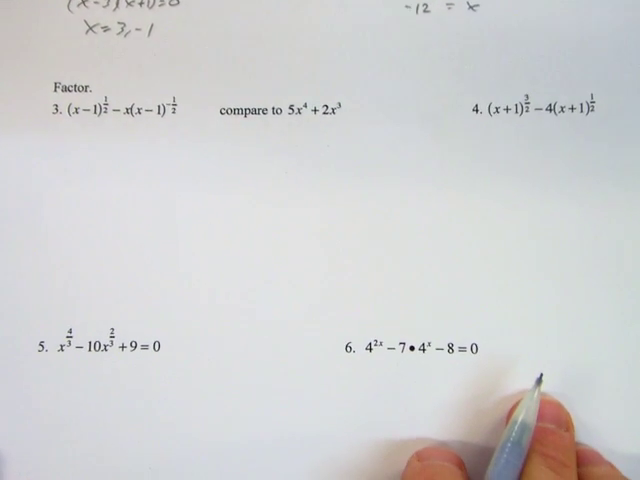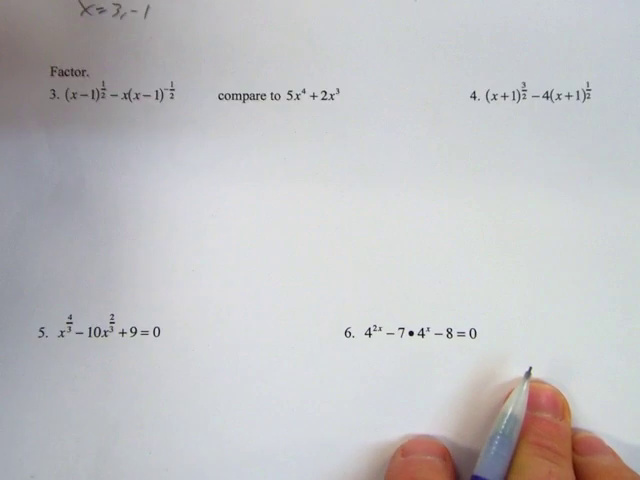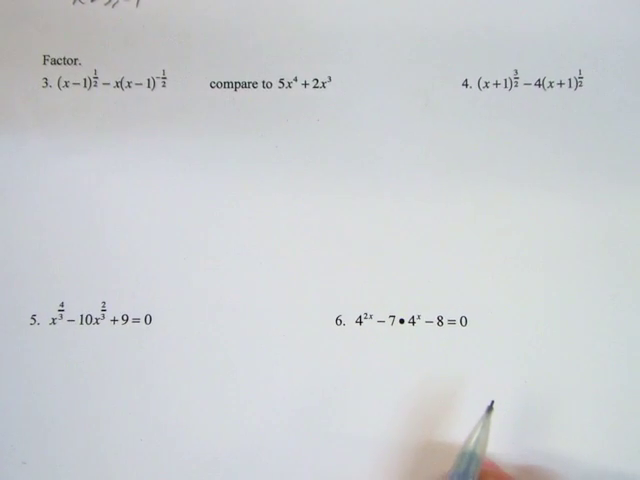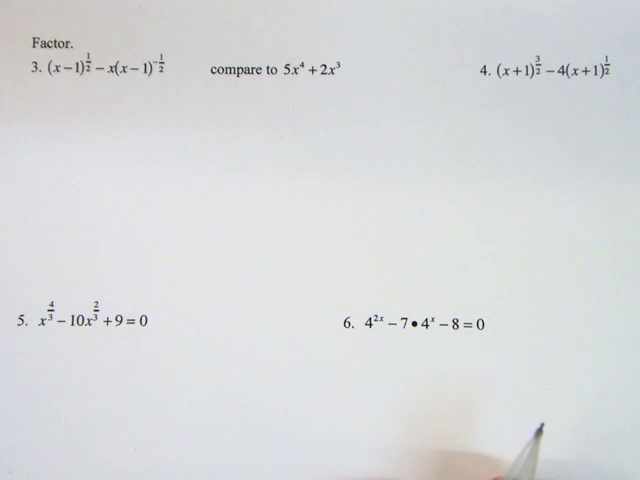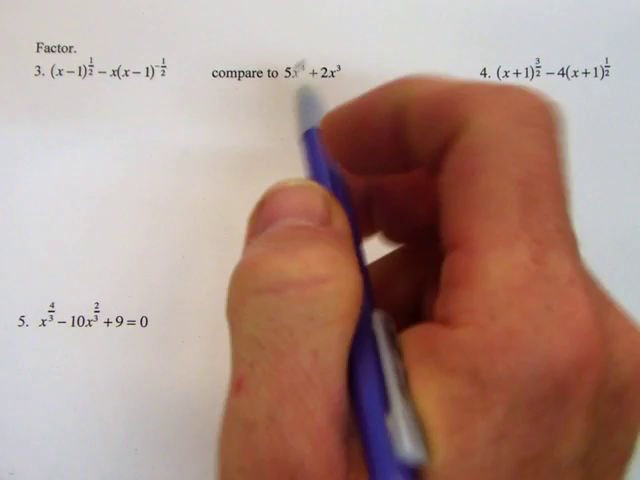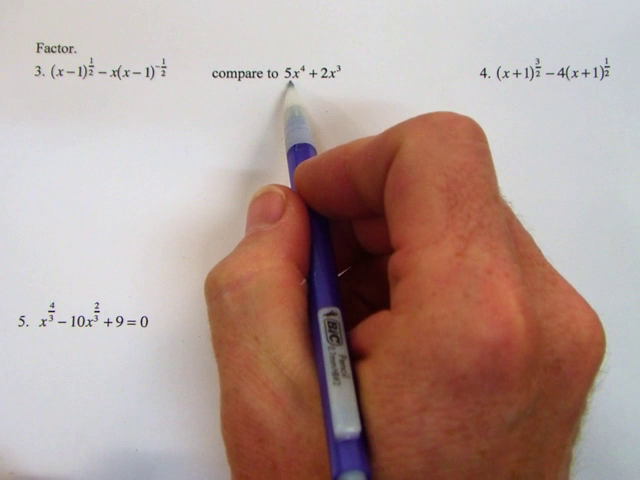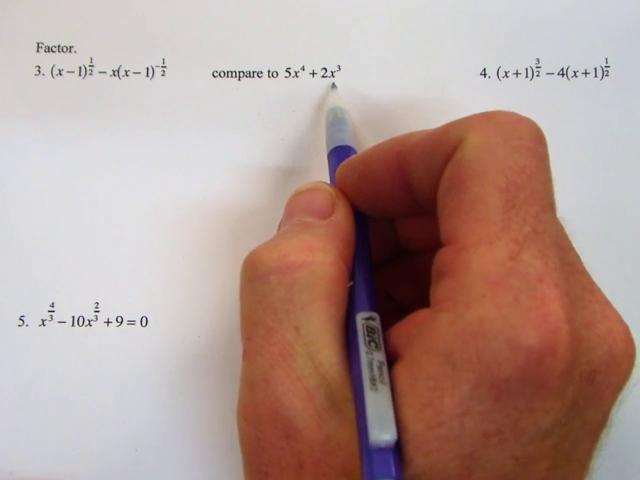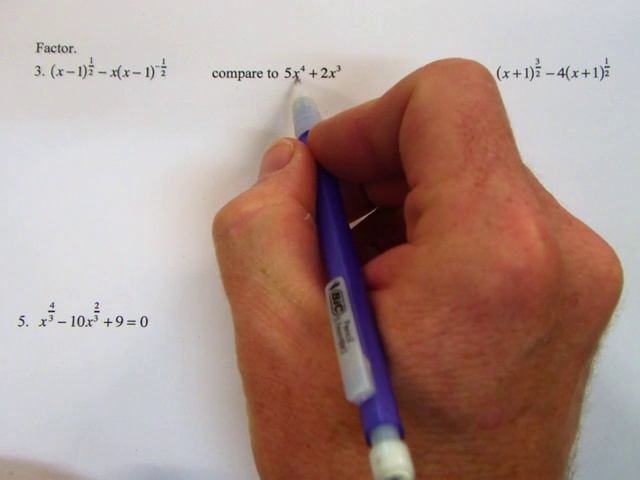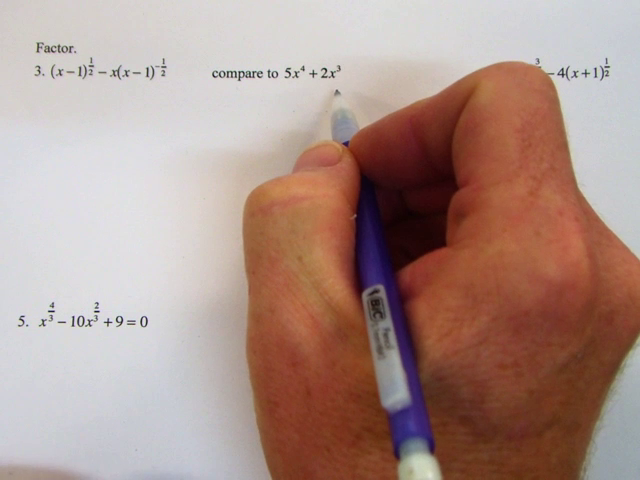All right, let's take a look at number 3. Number 3 is a little bit challenging one at first when you haven't seen that exact type of problem before. Before we do this, let's compare how would we go about factoring 5x to the 4th plus 2x cubed. We'd say, what is the greatest common factor? We can see here that it's x cubed goes into both x to the 4th and x cubed.